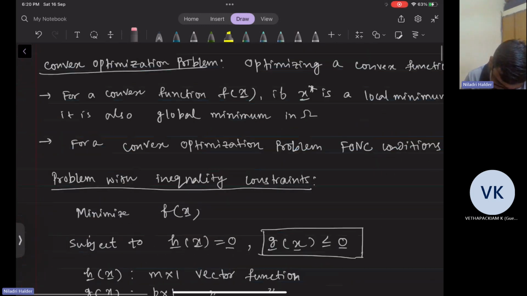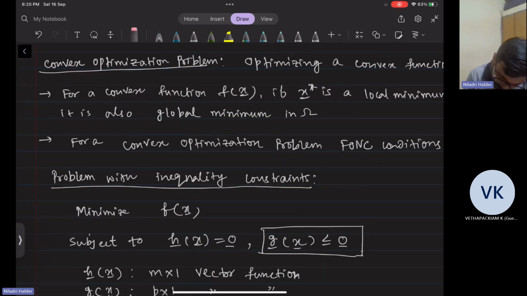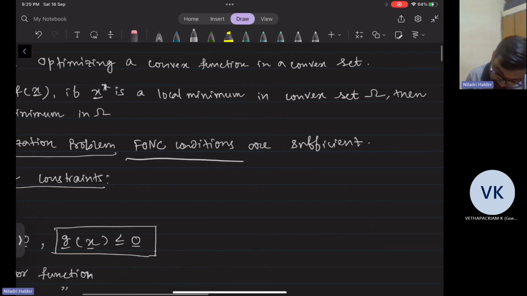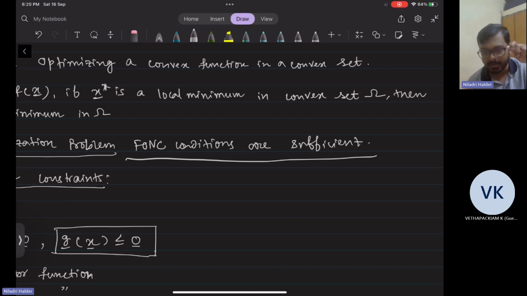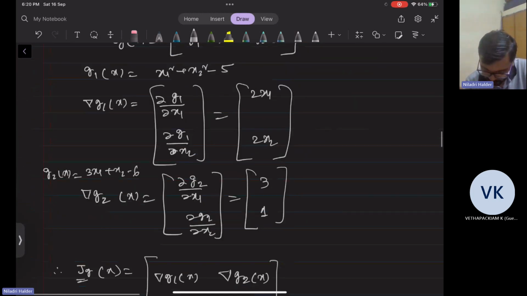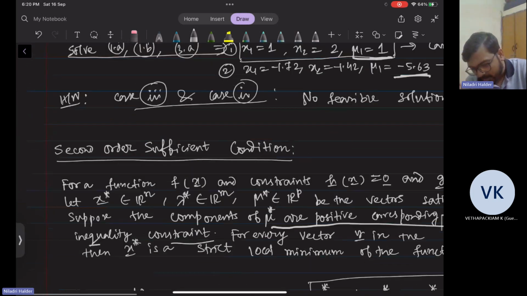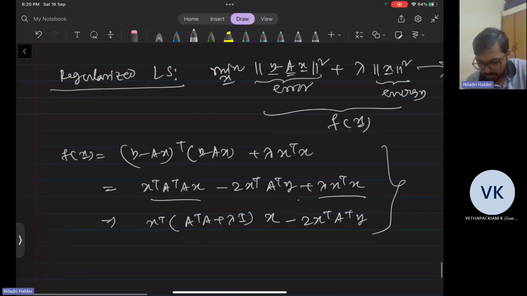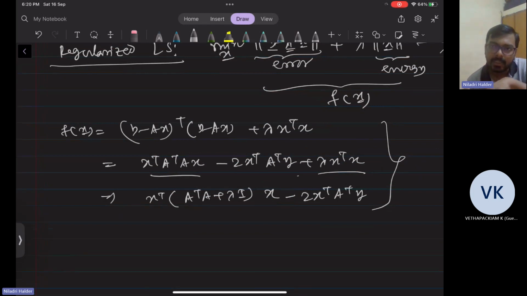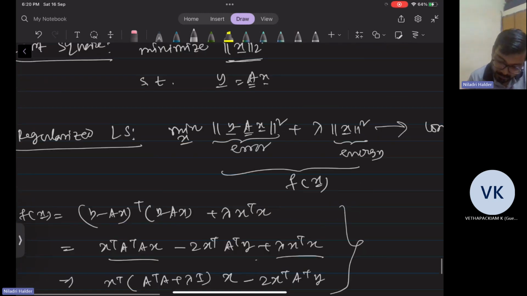I mentioned it here also. See, for a convex optimization problem, FONC conditions are sufficient. So they are themselves sufficient. We need not go and check the second order sufficient condition. That is the point why we are only finding the first order necessary conditions. We are only applying the first order conditions, finding that point and saying that it is the optimal point, because of the convexity of the function.